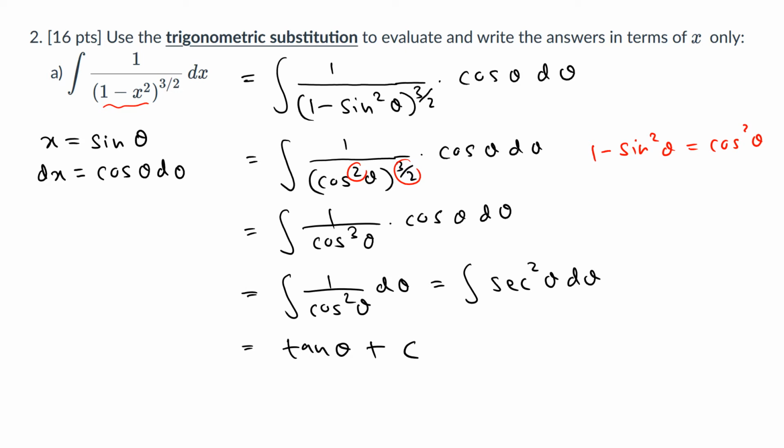So what we can do is draw the triangle. So this is where we draw the triangle. See, x equals sine theta. So that means we can say sine theta is x, and x means x over 1. So you can draw the triangle here.